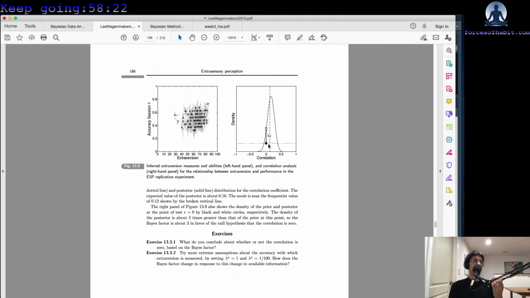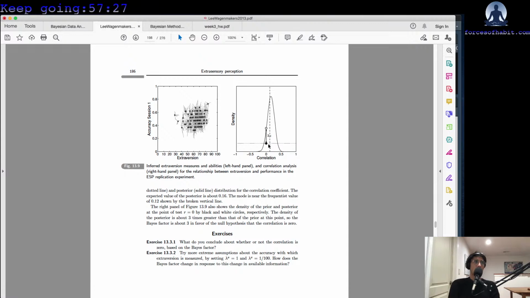So the Bayes factor is 3 in favor of the null hypothesis. I'm just trying to think about how to interpret that. We've observed data, and now we have a larger density for 0 in the posterior distribution. Because the posterior distribution represents our updated beliefs about the probability of 0, there's evidence from our posterior distribution in favor of the hypothesis distinct from the null, that the association between extroversion and accuracy in the first session is high or not 0.